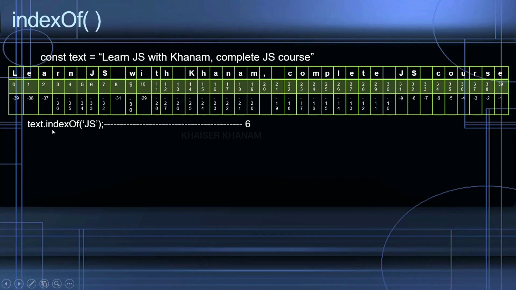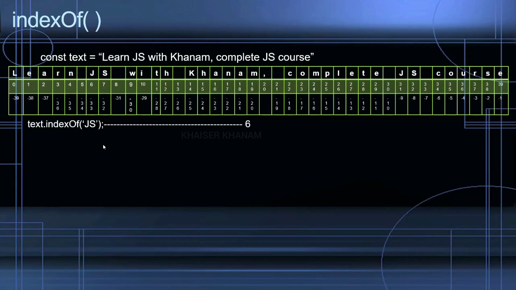Now this will be our first example, text.indexOf. Inside this I have just passed the string. This is the first syntax which we have seen. JS I have passed. Inside this I am having here JS. At which position am I having it? At the 6th position I am having it. So I will get the index number as the result. Whatever index number it is having, that I will be getting as my result.